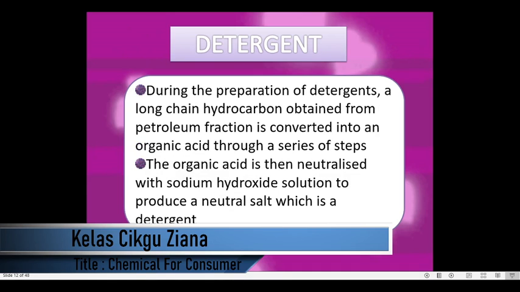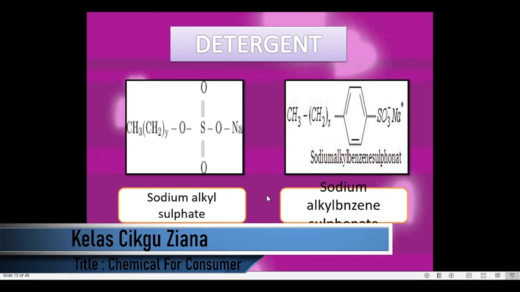Kalau kamu nak tengok what is a detergent, page 183. Detergent ni sebenarnya contoh-contohnya seperti sodium alkyl sulfate, sodium alkyl benzene sulfonate. Page 183 dalam buku teks. During the preparation of detergent, a long chain hydrocarbon, long chain hydrocarbon ni dapat daripada petroleum fraction. Sebab tu saya tadi kata petroleum fraction is a hydrocarbon. It is converted into an organic acid through a series of steps. The organic acid is then neutralized with sodium hydroxide solution. So maksudnya organic acid tadi kita campurkan dengan sodium hydroxide to produce a neutral salt which is a detergent.